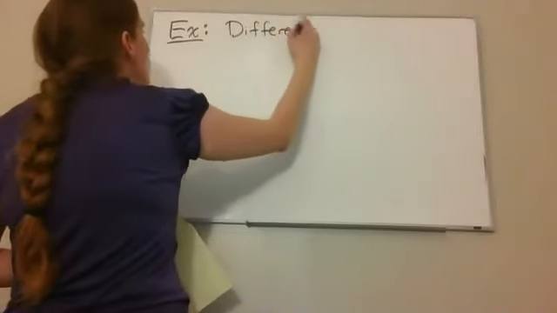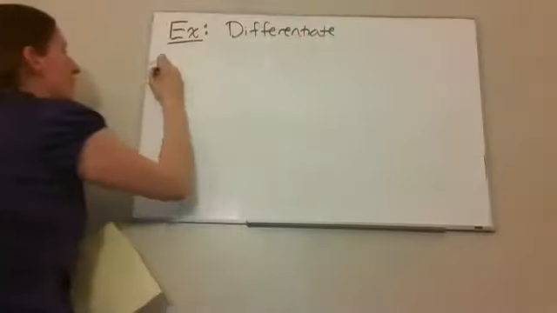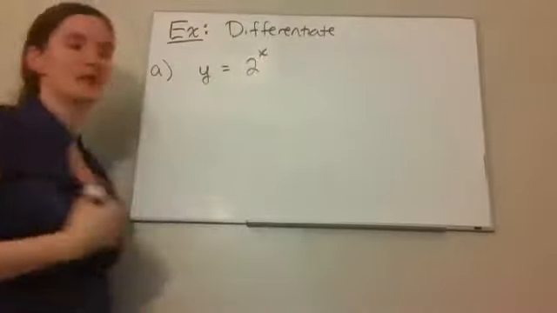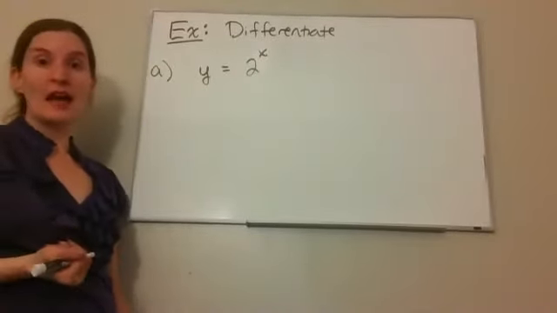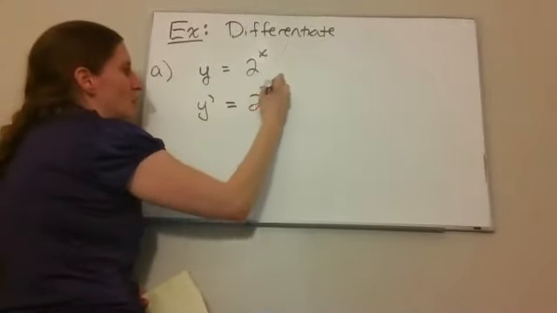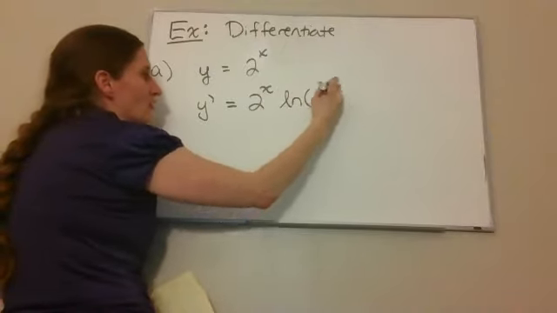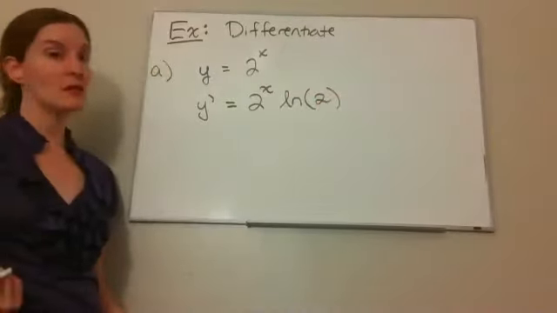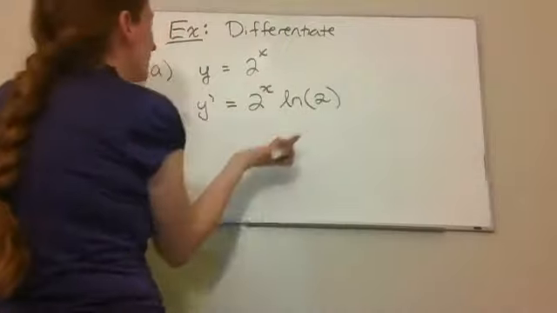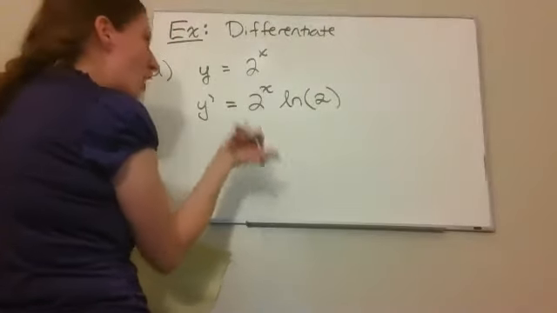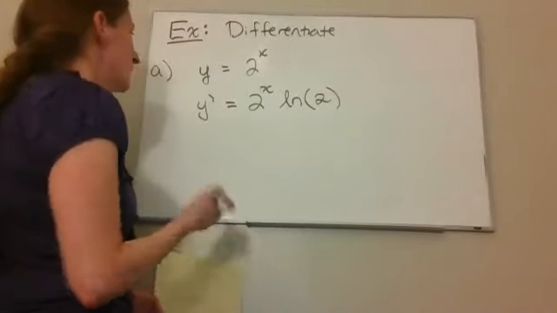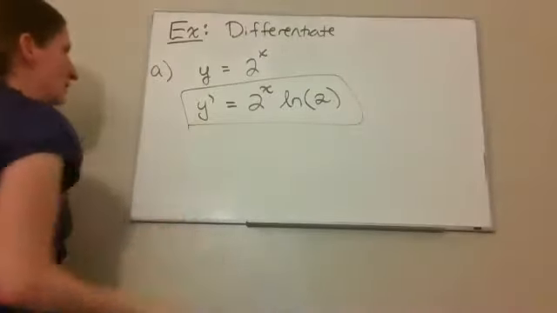So let's differentiate. Our first one is y equals 2 to the x. Now we can use that formula that we just had for b to the x, and we would get y prime is equal to 2 to the x times natural log of 2. And then we'd be all set. You could also do this problem using some logarithmic differentiation, which then uses implicit differentiation. But you can also just memorize the formula.